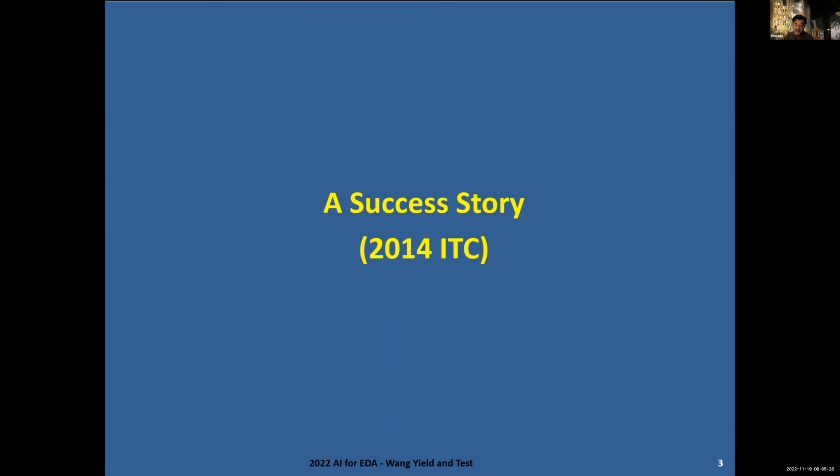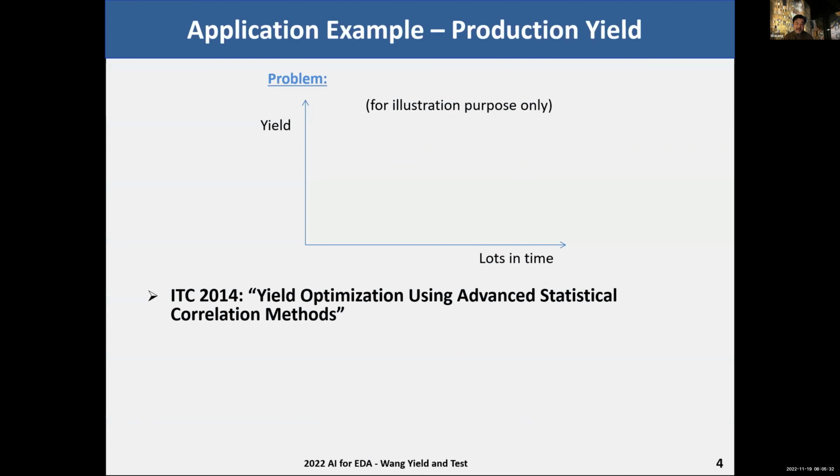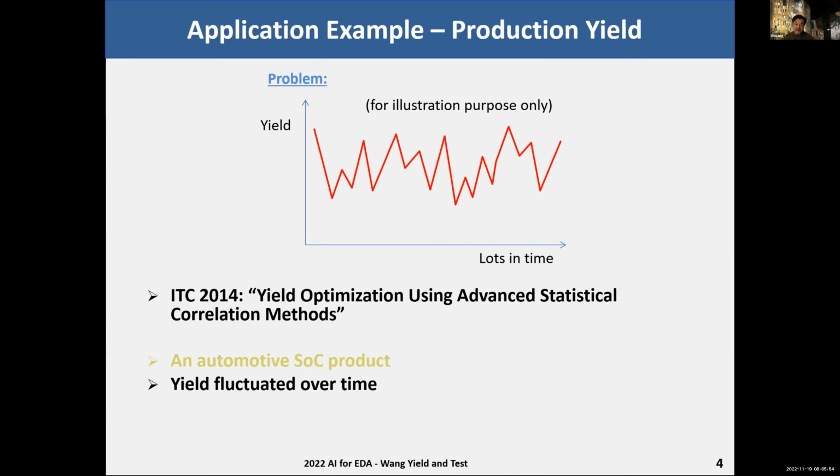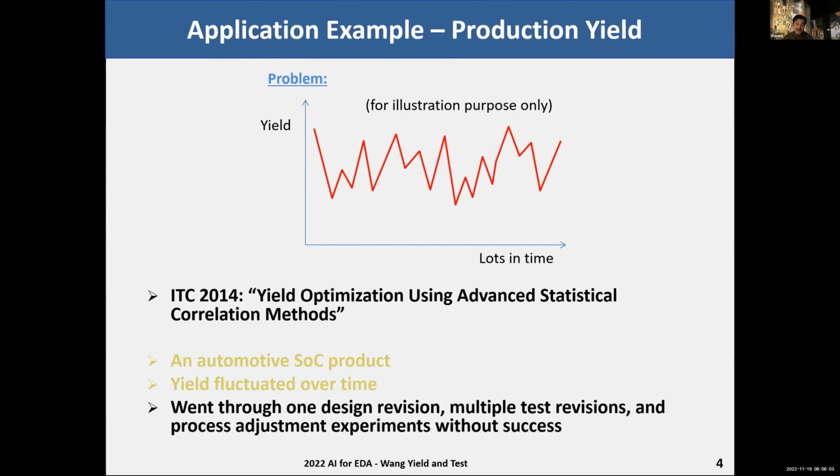I would like to start by telling you a success story from back in 2014. At the time, we were working very closely with Freescale Semiconductor, and my friend presented me with a challenging problem on an automotive SoC product line. The yield on that product line fluctuated over time. Of course, this illustration is not a real yield curve, which is confidential. The point is that people had tried to solve the problem for some time but were unsuccessful. They went through one design revision, multiple test revisions, and even some foundry process adjustments without any success, before the problem was given to us. We were given all the test data and asked if our so-called machine learning expertise could help them find a resolution to the problem.